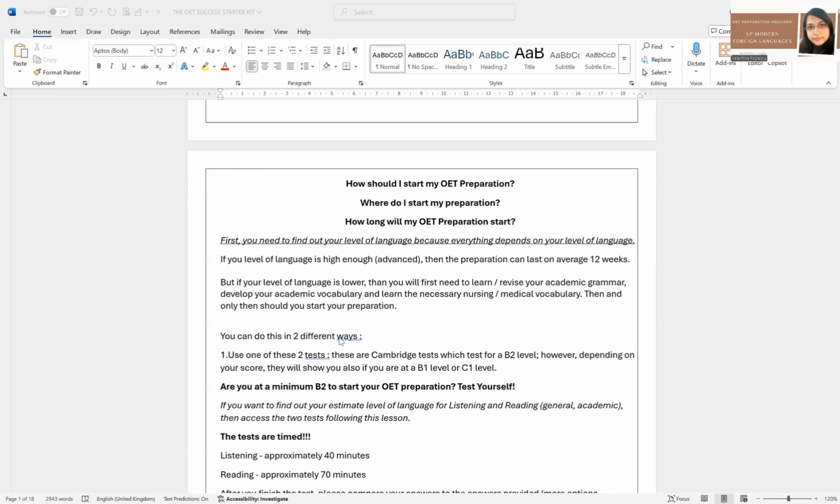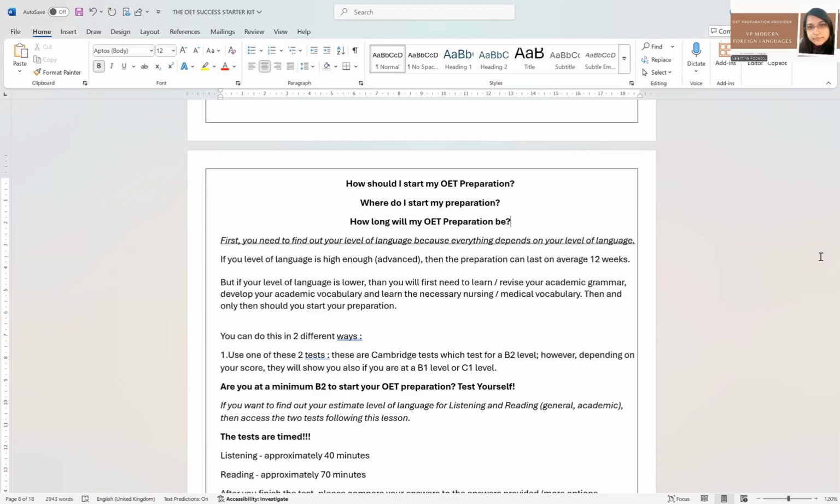Now, because we've already discussed the levels of language, we are going to be able now to understand when and how we should start the preparation. How should I start my OET preparation? Where do I start my OET preparation? And how long will my OET preparation be?